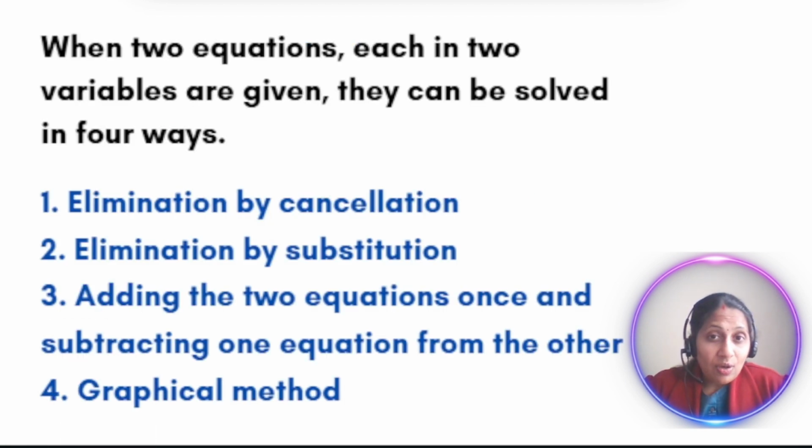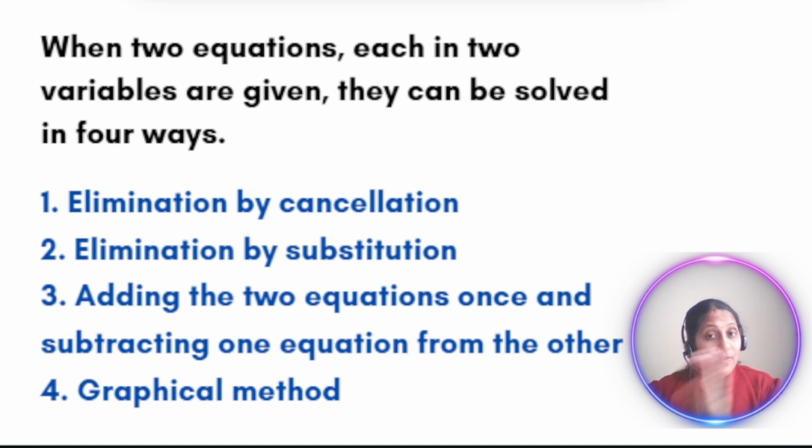So we can solve this type of equation by 4 different methods. The first one is the elimination by cancellation, then elimination by substitution, adding two equations once and subtracting one equation from the other, and last, graphical method. Let's analyze each and every method in detail in this lesson.